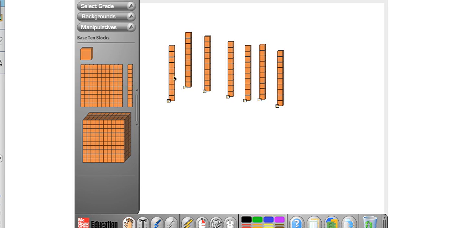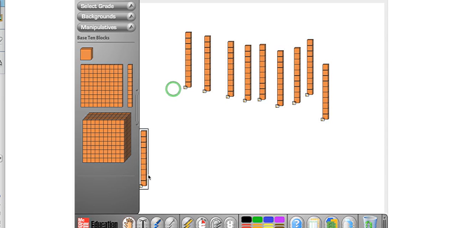All right, let's do it. 1, 2, 3, 4, 5, 6, 7, 8. And now I need 2 more. And that will make my 100 block, right? So now I really still just have 100 here, but it looks different because now it's in tens. And let's make sure. 10, 20, 30, 40, 50, 60, 70, 80, 90, 100. Perfect. All right, now I'm going to start breaking them into groups.